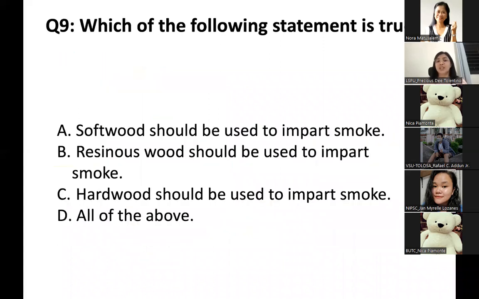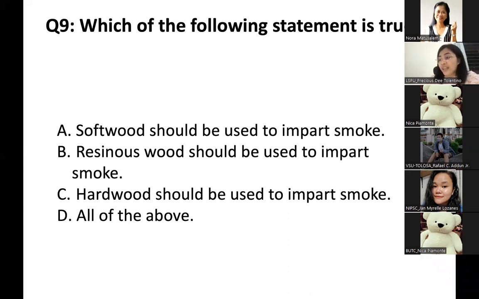So ayan. So which of the following statements is true? Letter A, softwood should be used to impart smoke. B, resinous wood should be used to impart smoke. Letter C, hardwood should be used to impart smoke. D, all of the above. What is the answer? Ito, class, yung sinasabi kong kahoy na ginagamit during smoking. Ito yung parang nakita ninyo na term na kusot, yung parang na-chainsaw na siya. Saan ba dapat galing yung source ng wood na ginagamit? Is it softwood, resinous wood, or hardwood? What is the correct answer?